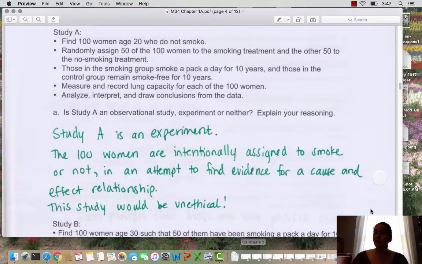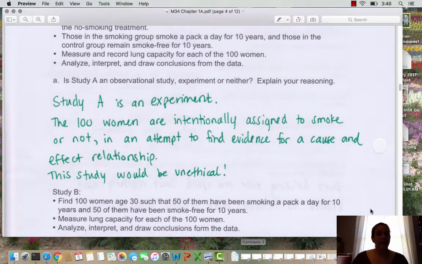So this study would never pass an ethics board because, you see, we're randomly assigning women to smoke or not to smoke, and we know from medical research that smoking causes health risks. So this would never be an experiment that would be ethically conducted.